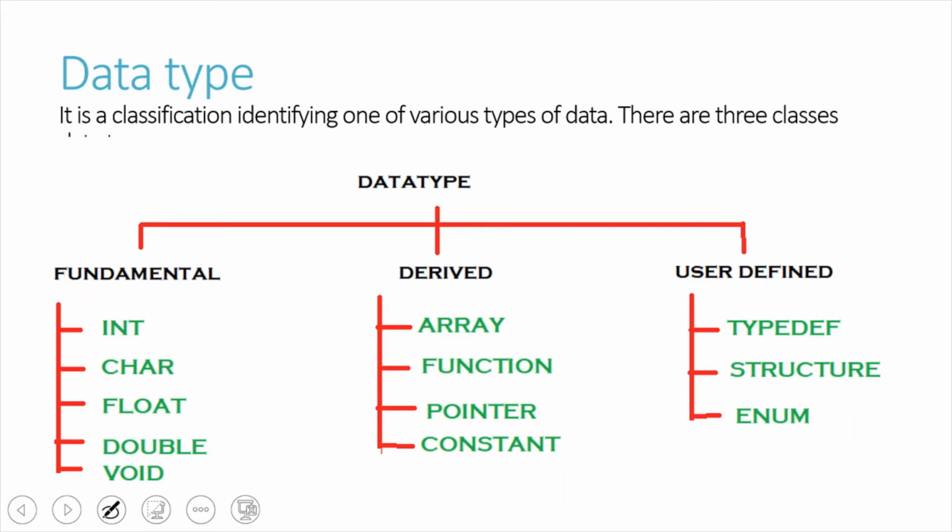In this video, our first topic is data type. So data type means the type of data that can be stored by a variable. There are three types of classes. The first one is fundamental, the second one is derived, and the third one is user defined. The last two we will study in the upcoming sessions, and in this video let's concentrate on the fundamental types.